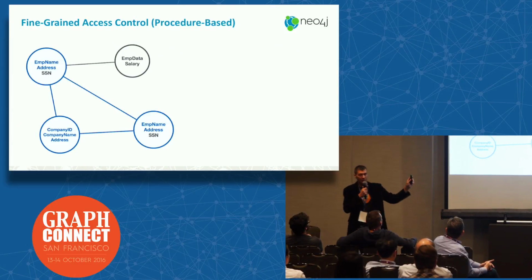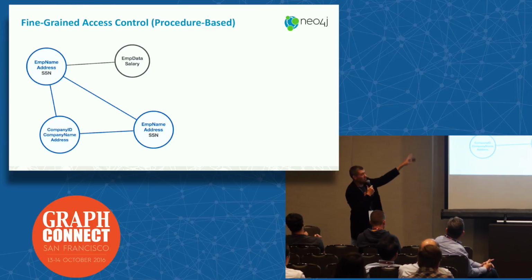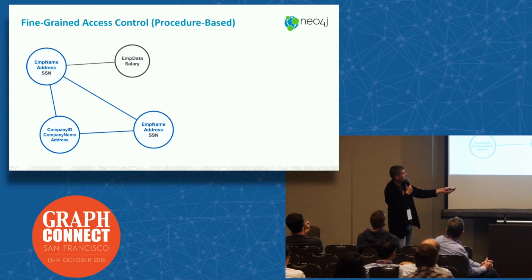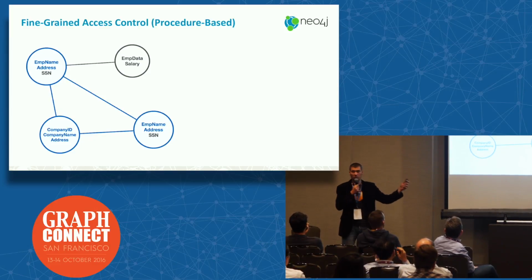This is the same example that Emil used this morning in the keynote. It's probably not the best model, but you have a company that has employees, and employees have salaries. You have a different node that has employee salary data, but the employee node has also a property called social security number. So what do we do with that? If you give a person reader access, they will have access to everything, right?